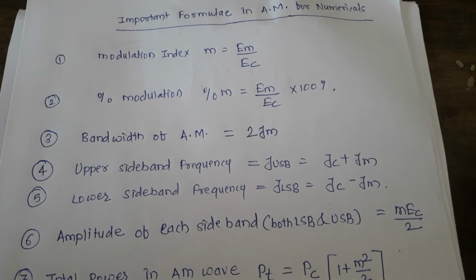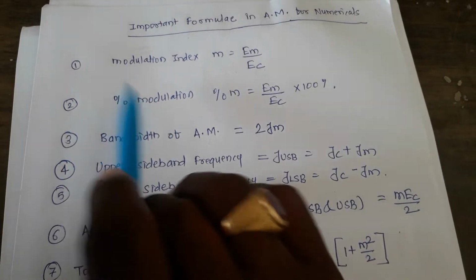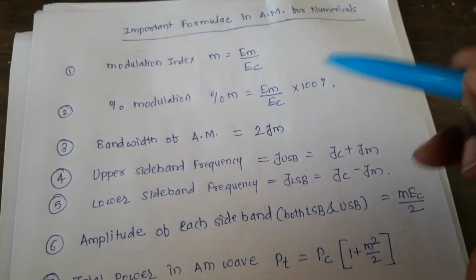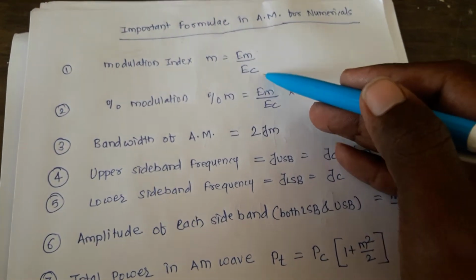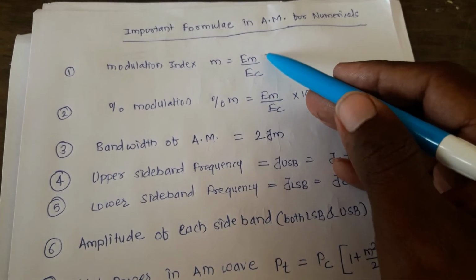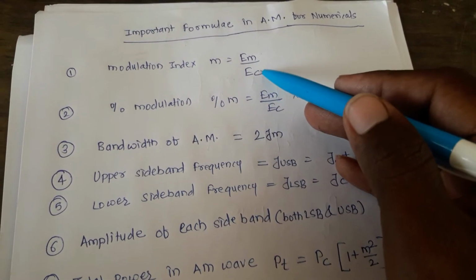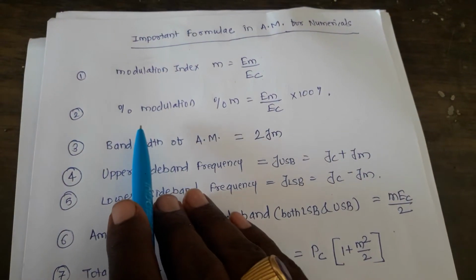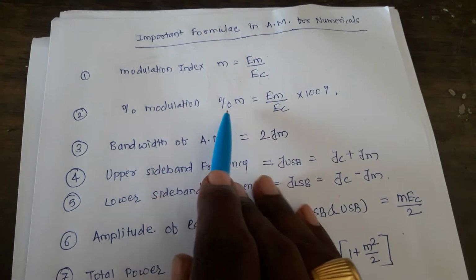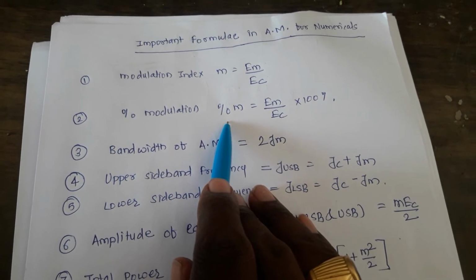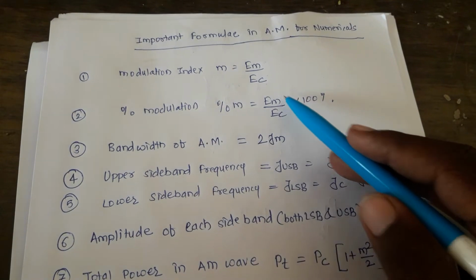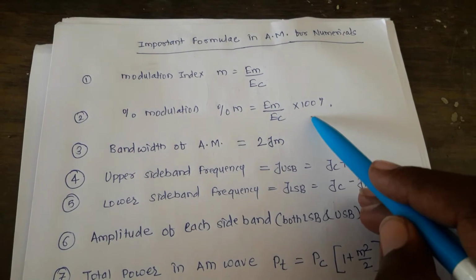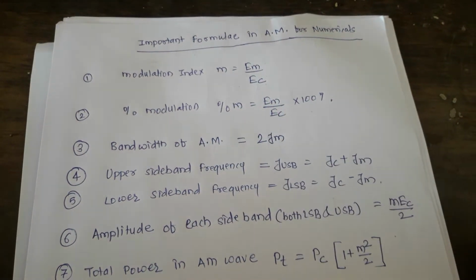The first formula is related with the modulation index in AM, which is denoted by the term M, given by M = EM/EC, where EM is the peak amplitude of the modulating signal and EC is the peak amplitude of the carrier signal. Similarly, the second formula is related with the percentage modulation, also called percent M, which is given by EM/EC × 100%. So modulation index multiplied by 100% gives us percent modulation.